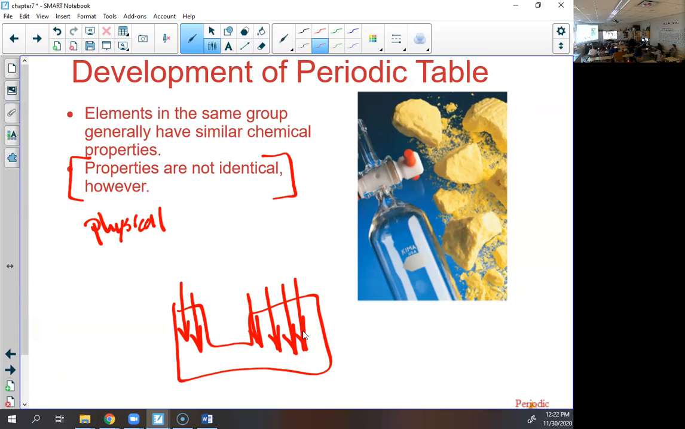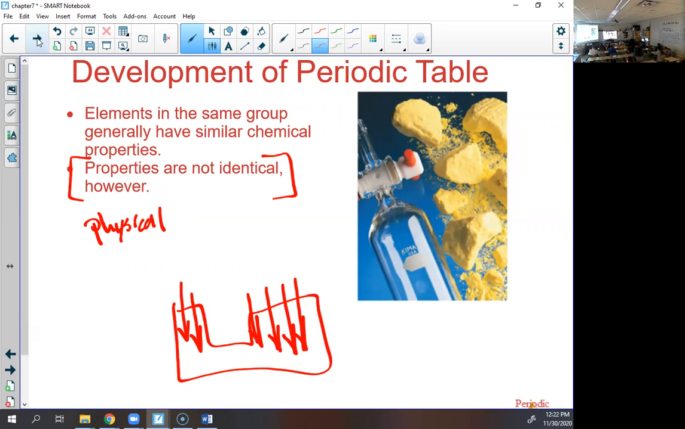It's like my family, the Davidsons. We're all Davidsons, but we're all a little bit different. So like family one are similar, but they're different. They're all really similar, but they have slightly different properties.